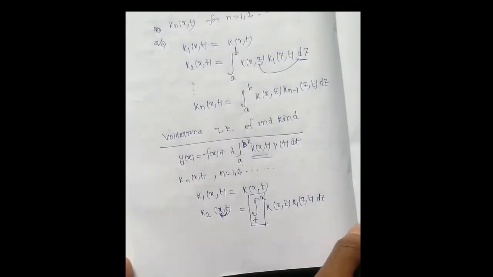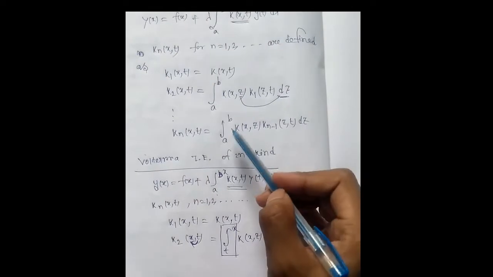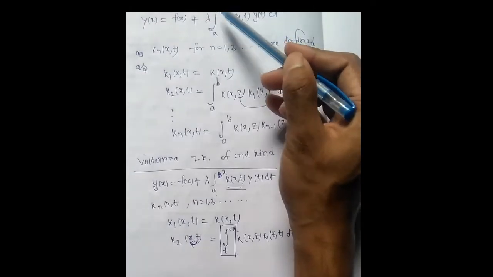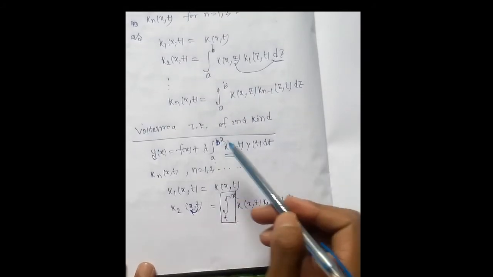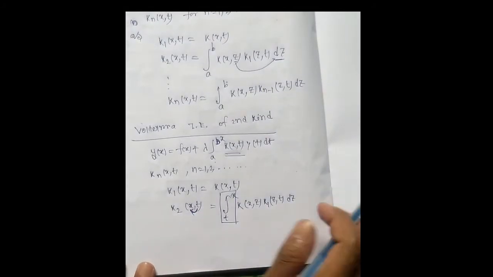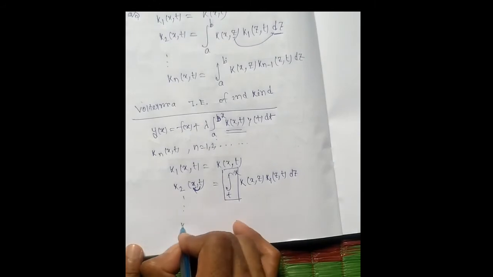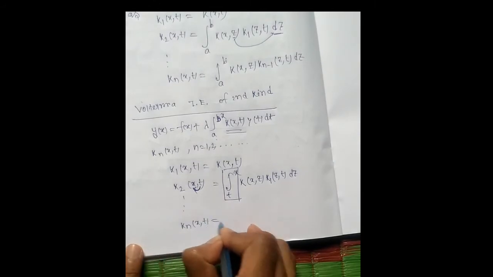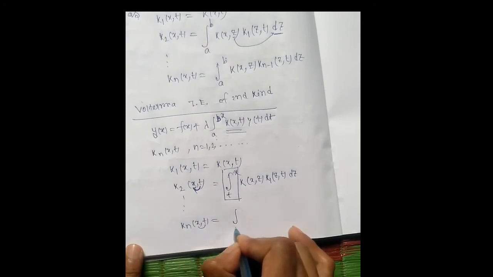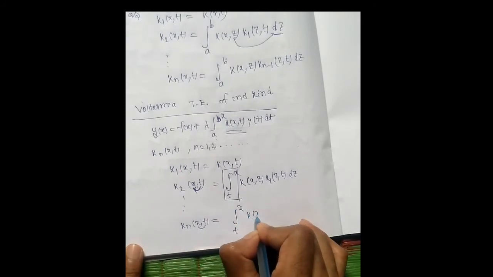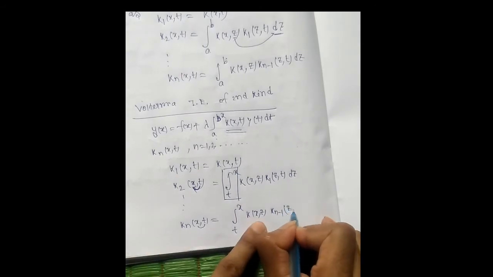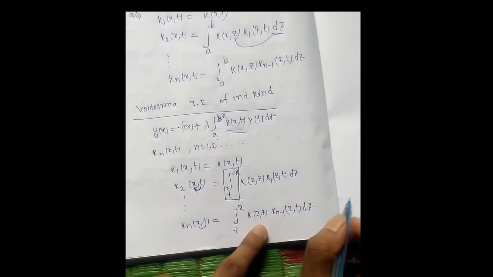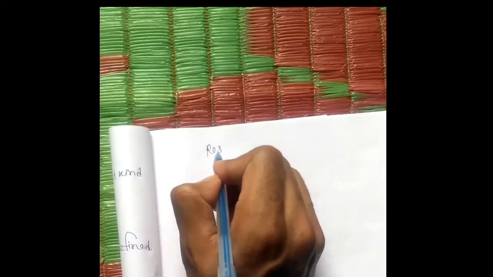But in Fredholm integral equations the integration is taken a to b, that is this, but in Volterra integral equation this is not a to x, this is from t to x. Okay, so similarly K_n(x,t), this is integration over t to x K(x,z) K_{n-1}(z,t) dz.